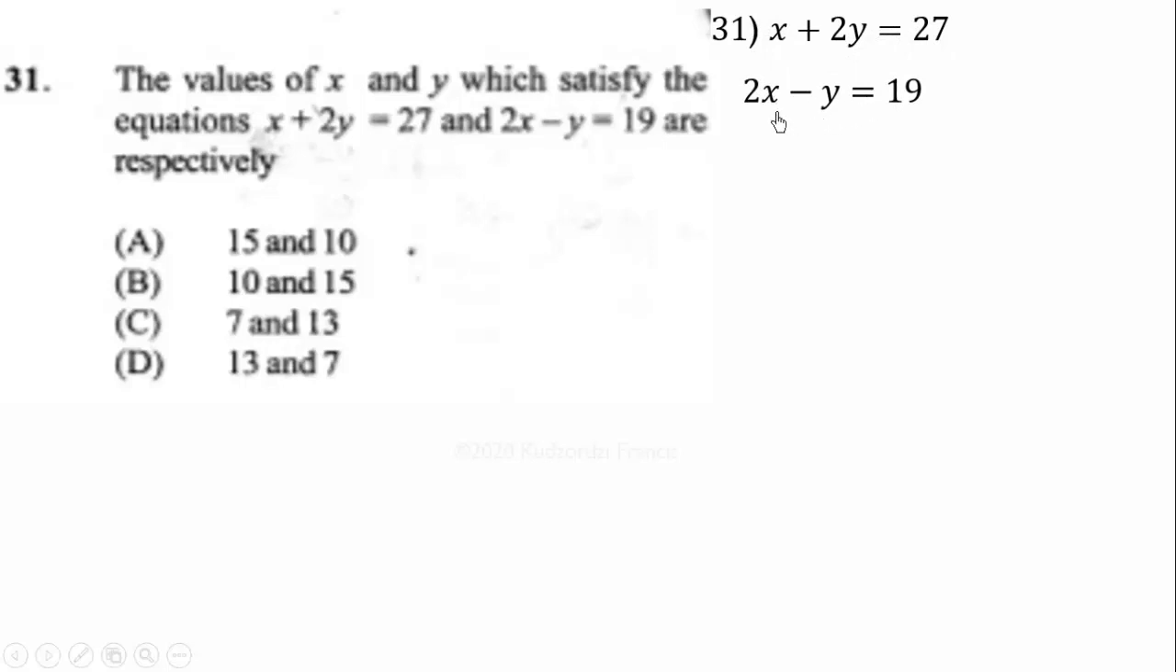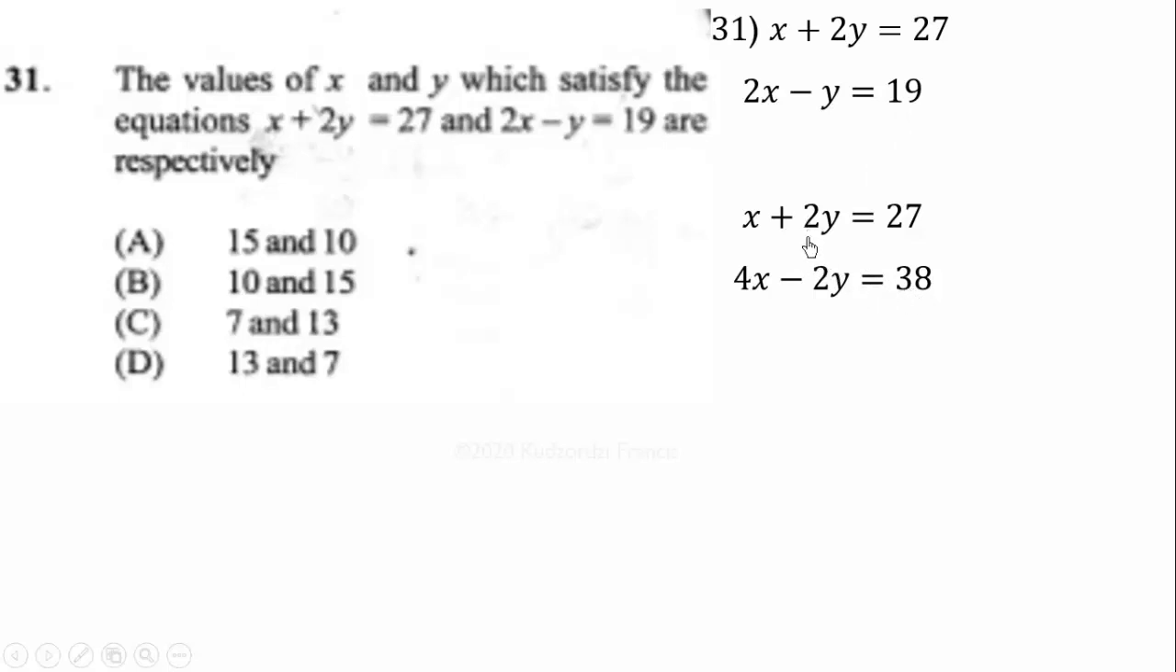There are so many ways we can use to solve this question, but I'm going to use the elimination or linear combination approach. So I want to make this also have the same coefficient as this, with the exception of sign. So I maintain the first equation and multiply the second equation by 2. So I will get 4x minus 2y equals 38.